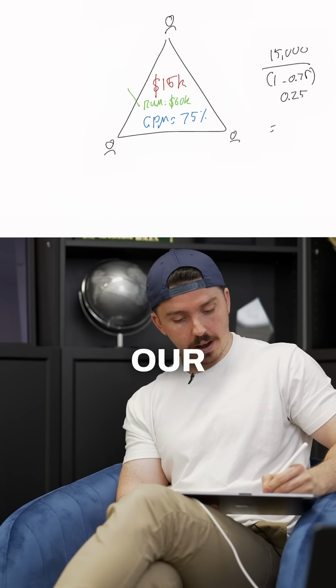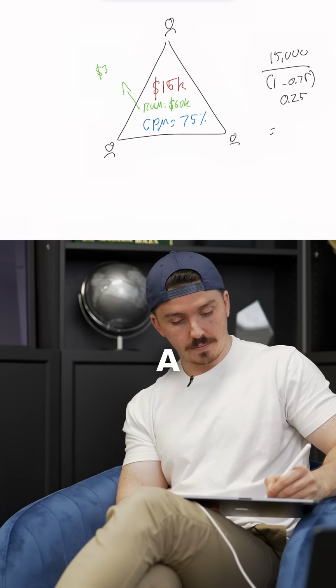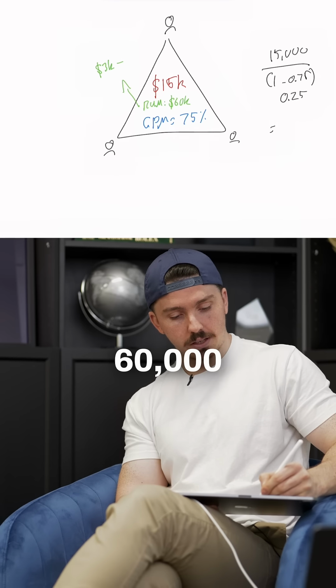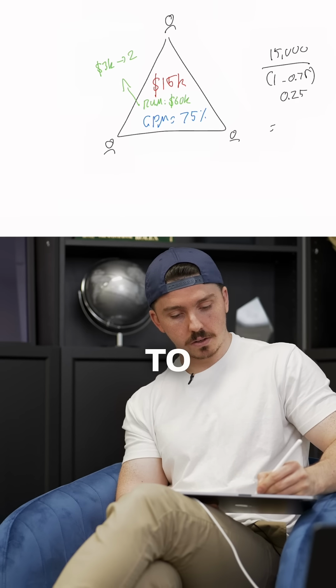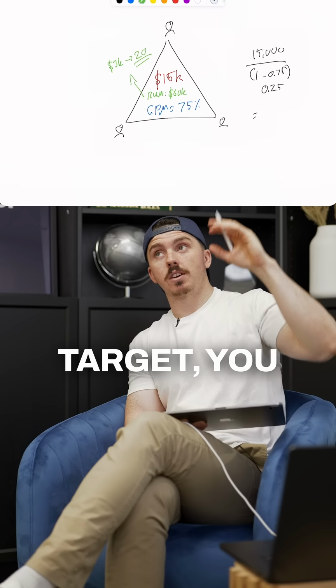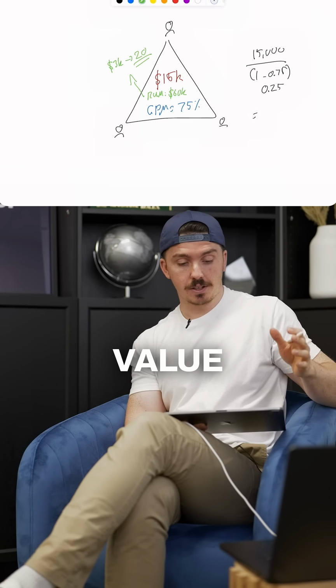Then we need to figure out what our average client value is. So let's say that our average client value is about 3K a month, roughly. That means that 60,000 divided by 3,000 equates to 20 clients. So you got your revenue target, you got your profit target, then you've got your average client value target.